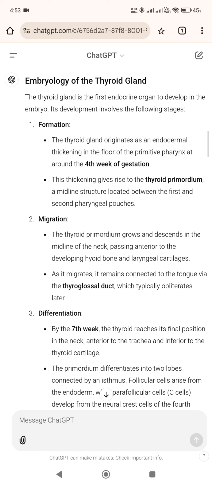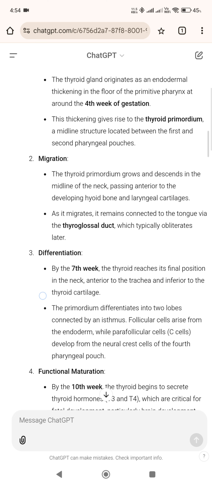2. Migration. The thyroid primordium grows and descends in the midline of the neck, passing anterior to the developing hyoid bone and laryngeal cartilages. As it migrates, it remains connected to the tongue via the thyroglossal duct, which typically obliterates later.